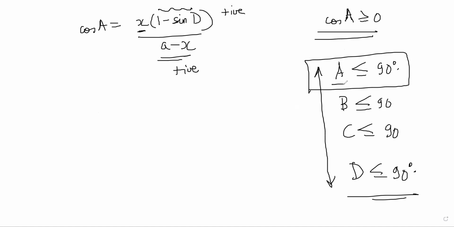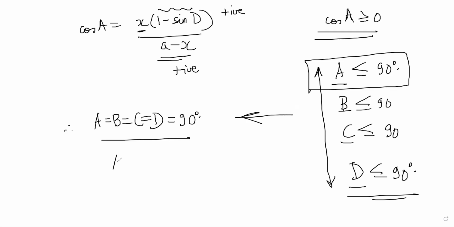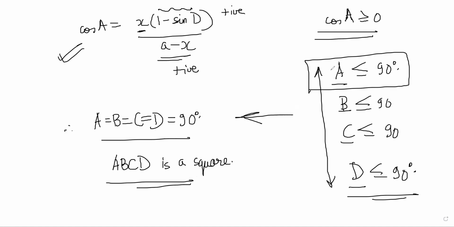Since all the angles are coming out like this, it cannot be true that all the angles are less than 90, because the overall sum of all the angles must be 360 degrees, right? So therefore, this implies that A = B = C = D = 90 degrees, and that means ABCD is a square. How are we able to say that it's a square? Because we got cos A as positive, which means every angle must be less than 90, but that is not possible for a quadrilateral. Therefore A, B, C and D are all equal to 90 degrees, and therefore ABCD is a square.